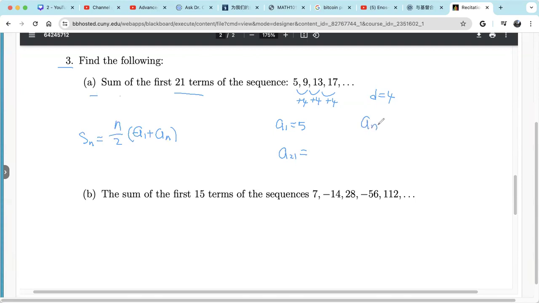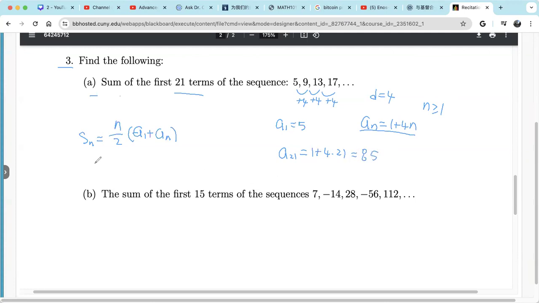So how do we find a21? Let's write it out in general form. The first one is 5, and the common difference is 4. It's 1 plus 4n, right? Because n starts from 1. The first term 5 will be a1. a1 equals 1 plus 4 times 1, which is 5. This is the general term. So now a21 equals 1 plus 4 times 21. 4 times 21 is 84. 84 plus 1 is 85.